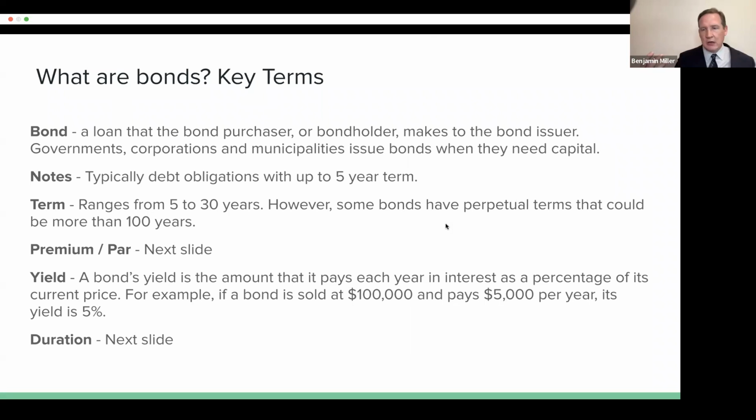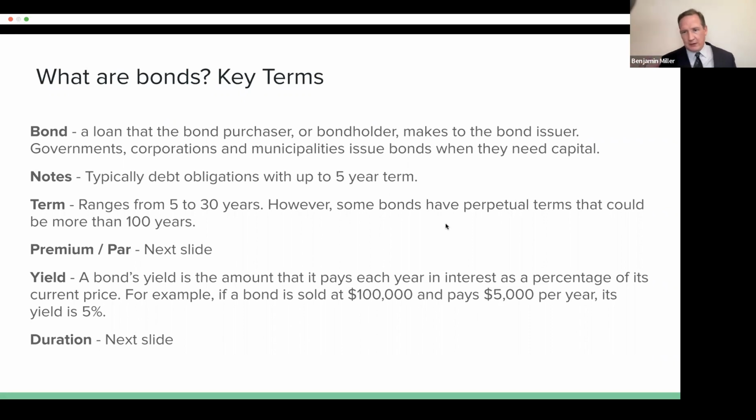For example, from history, the consul bonds, the perpetuities that were issued to finance the war with Napoleon, those bonds had no end date. They were supposed to forever pay that. And actually, they did make payments for over 100 years.